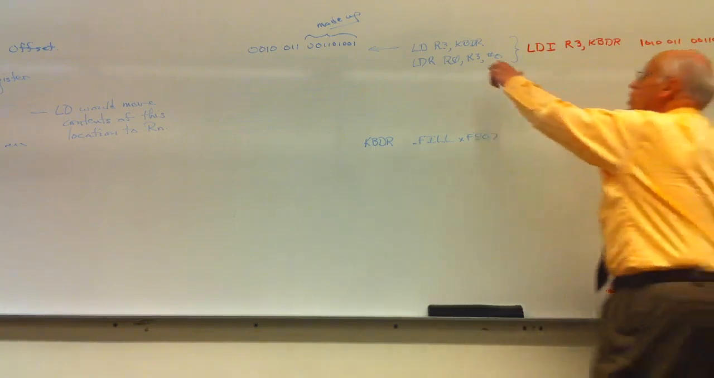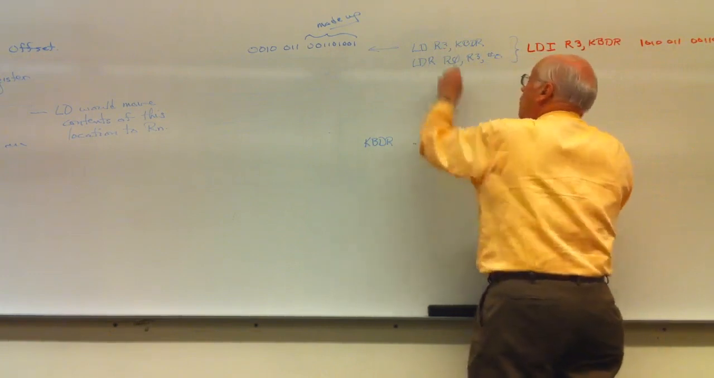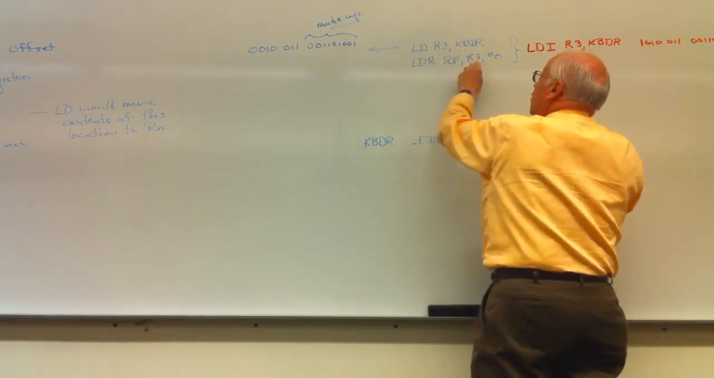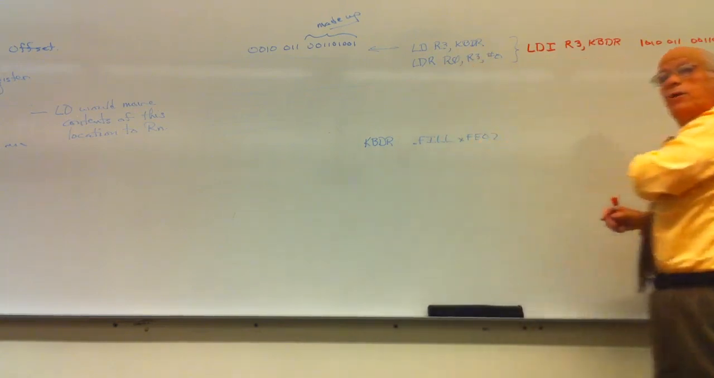Okay, what does this do? It takes that offset, goes to that memory location, copies this into this register, then it uses this register as an address to get the actual data value to put into register 0.